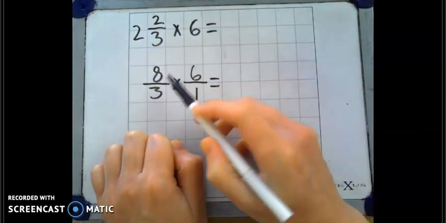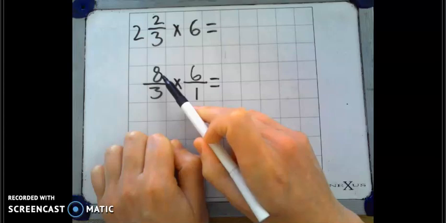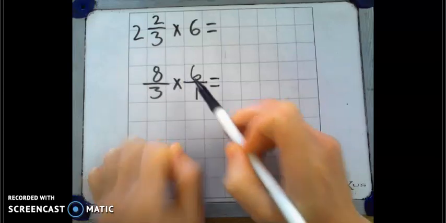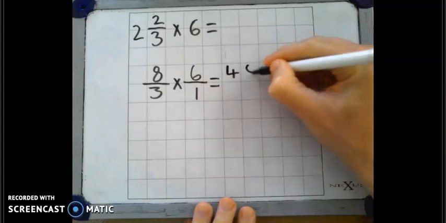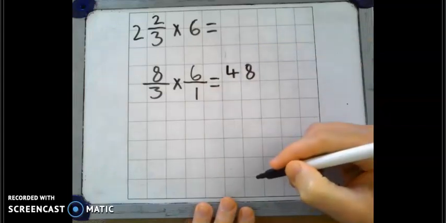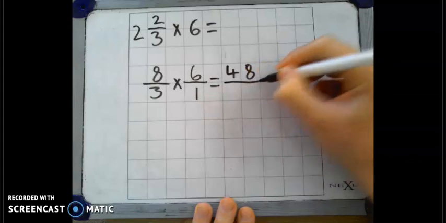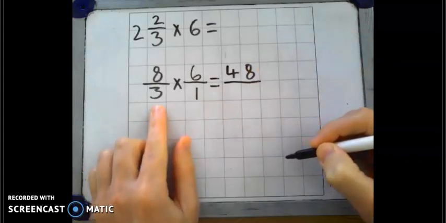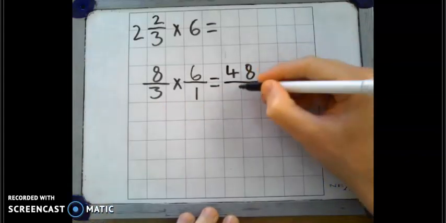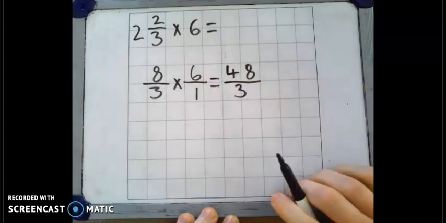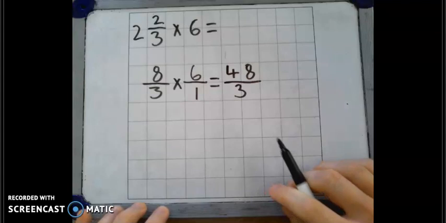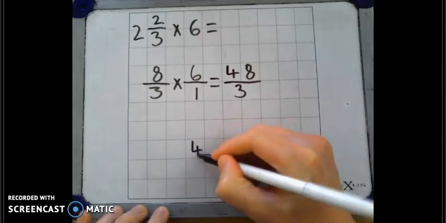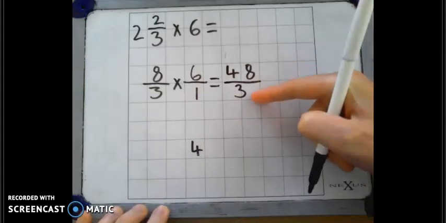Third step, multiply the numerators together. 8 times 6 is 48. After that, we multiply the denominators together. 3 times 1 is 3. If we've been asked to show our answer as a mixed number, we now need to divide the numerator by its denominator.